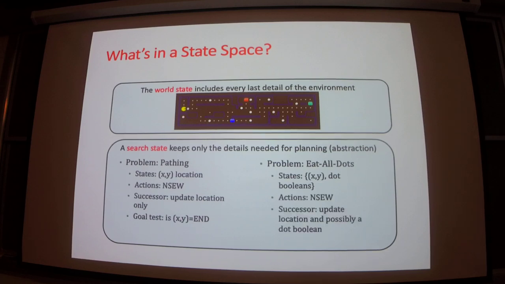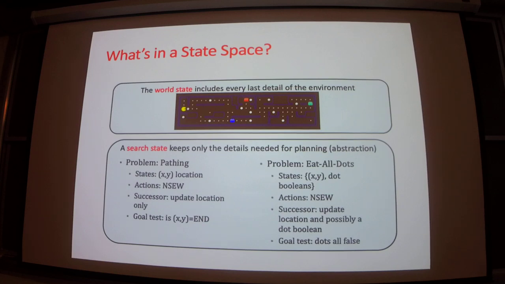We still have the same actions. We have a different successor, though. We need to update our location, which is like the last one, but we also probably need to, in many cases, update whether or not the dot has been eaten, which updates the state of the world there. So then our goal test is, are all the dots eaten? It's worth noting at this point that you need to be very careful about how in code you're representing this kind of stuff, because if you represent the dots in less ideal ways, then updating these data structures and things can take a lot of time. So that's something to keep in mind.